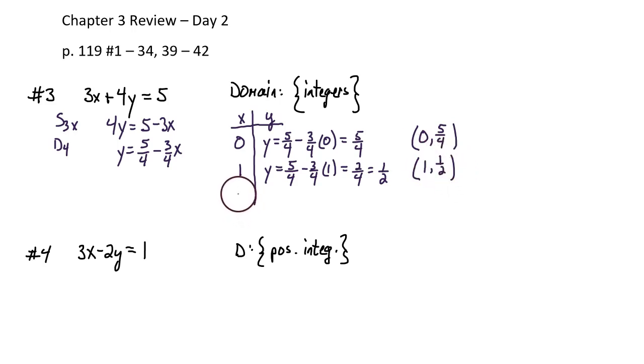Let's choose another integer for x, maybe the number 2. y equals 5/4 minus 3/4 times 2. 3 times 2 is 6/4. 5/4 minus 6/4 is negative 1/4. So our root is 2, negative 1/4.